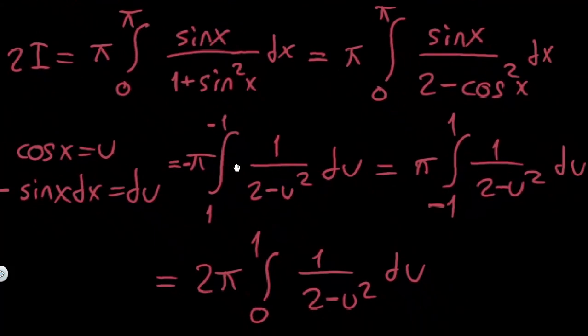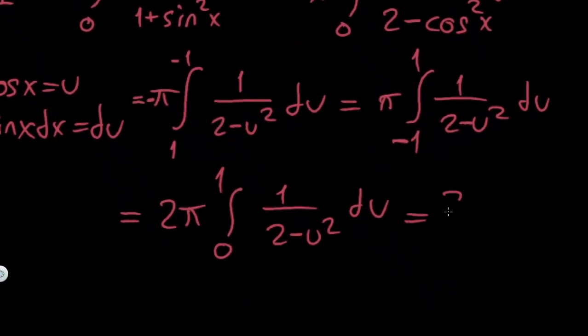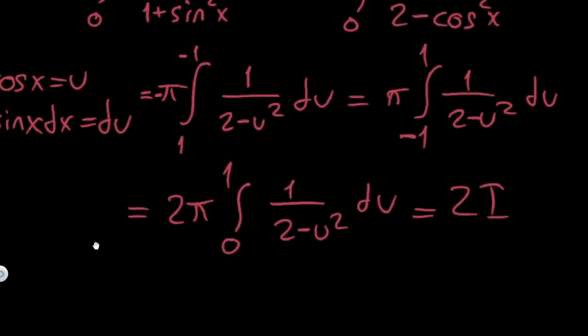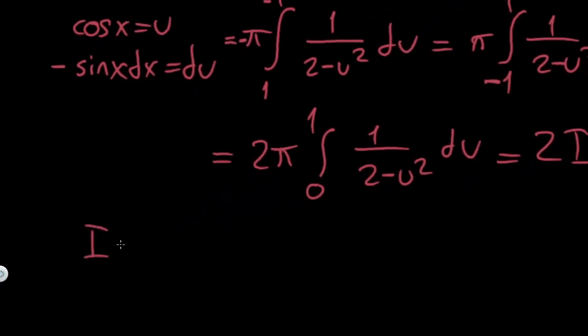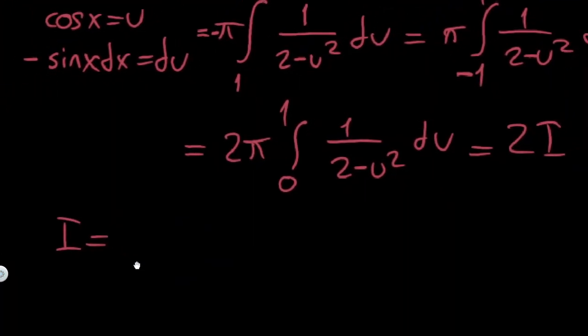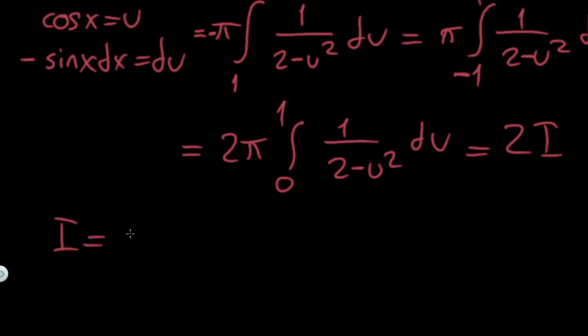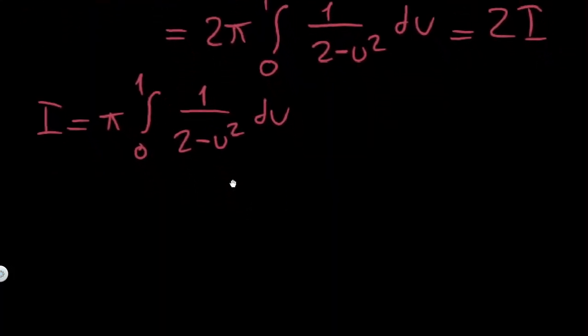So I started with 2i, and I found this thing. So let's just cancel these twos. So now I have, again, a bit simpler integral. So we are going step by step. So I have I being equal to pi times the integral from 0 to 1 over 2 minus u squared du. And we can solve this integral by fractional decomposition.